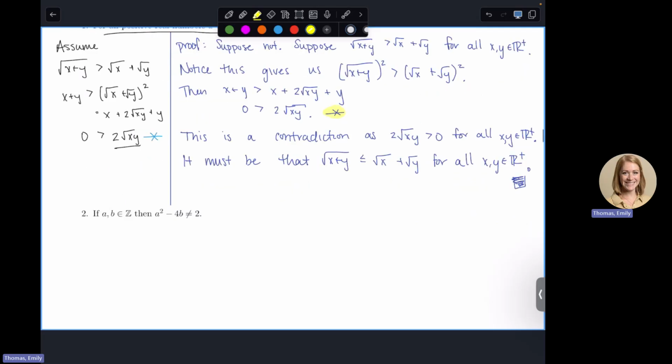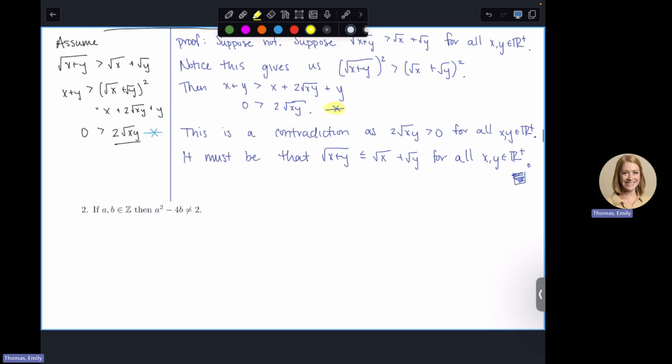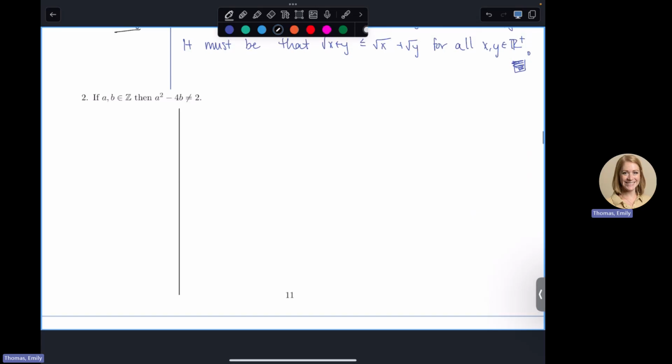Okay, so let's do the next one. We've got to do scratch work so we can all think, right? Yes. You're going to love this. This is one of my favorites because it's not very obvious.